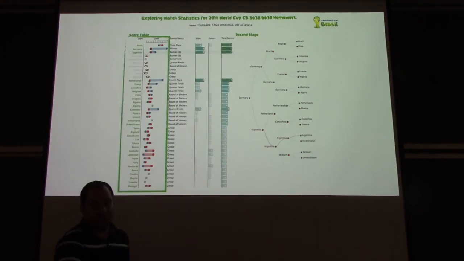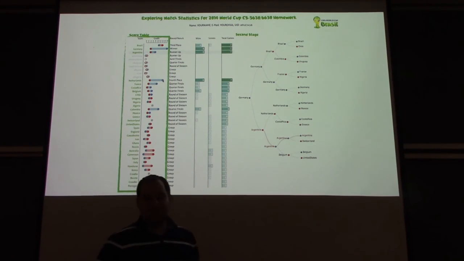Here we show the goals conceded versus the goals won. We use an additional encoding for the color. Did they have a positive difference in goals or a negative difference in goals, shown by this line here? So this is blue versus red, and whether you won versus lost.